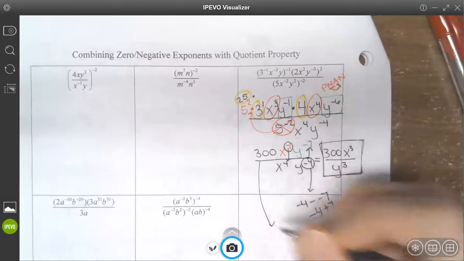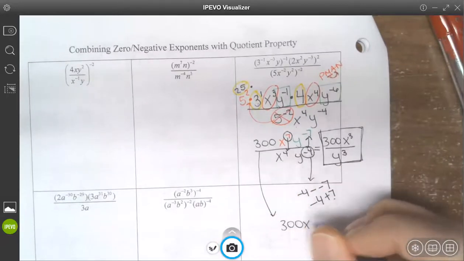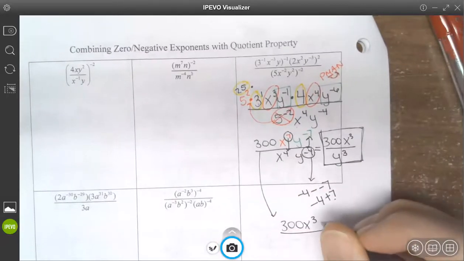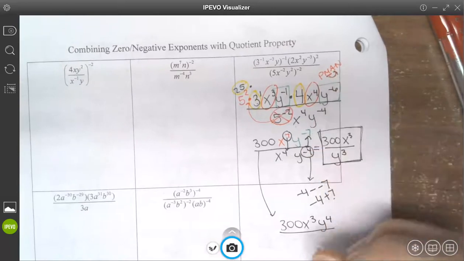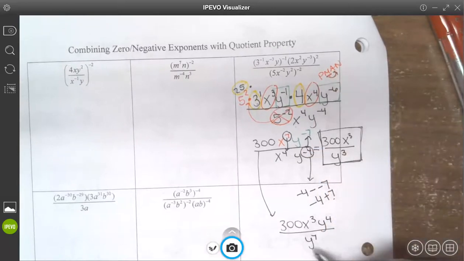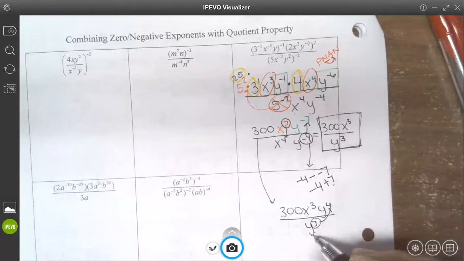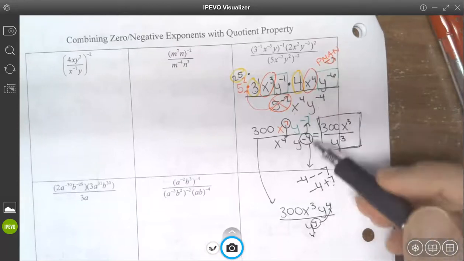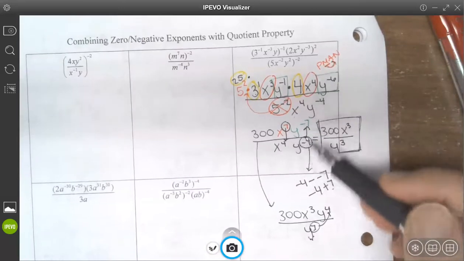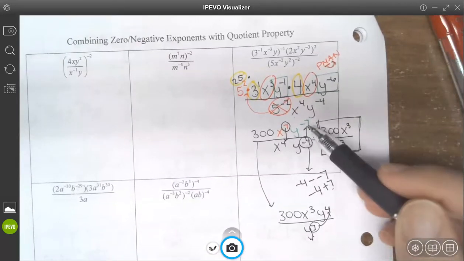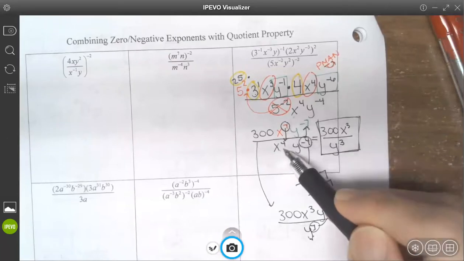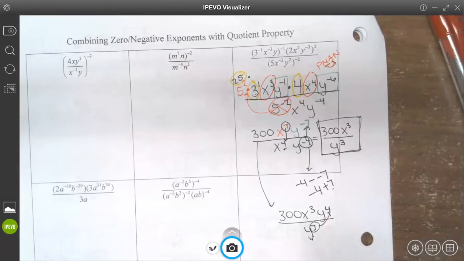I could have also said, okay, so I have 300x cubed, and I could have flip-flopped those, moved the y to the fourth up, moved the y to the seventh down, and then gone like this. 7 subtract 4 is 3 left in the denominator. Okay, but this kind of gets rid of the negative and does the quotient property at once. If we always just go larger, subtract smaller, larger, subtract smaller. So let me do another example of that.